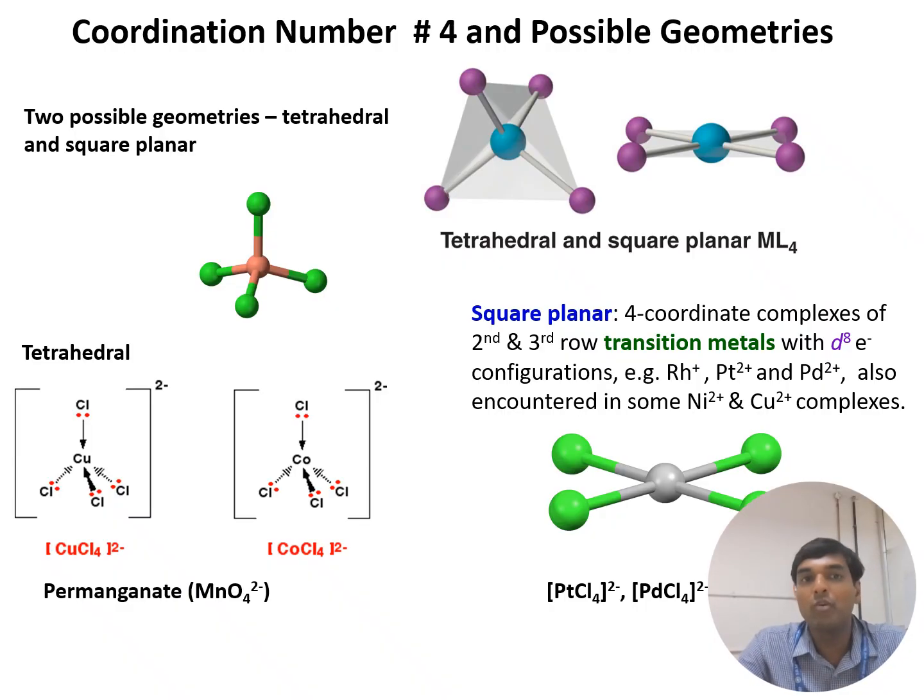For ML4, a square planar complex is also possible with dsp2 hybridization, while a tetrahedral complex is sp3. In the square planar case you can have a d8 electronic configuration, for example nickel [Ni(CN)4]2-, or cis-platinum complexes. They are square planar complexes.